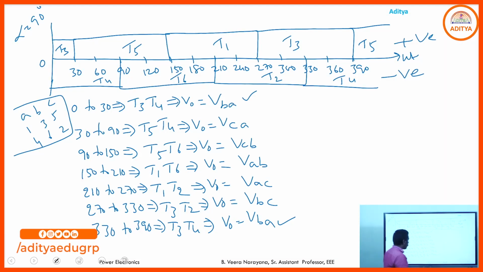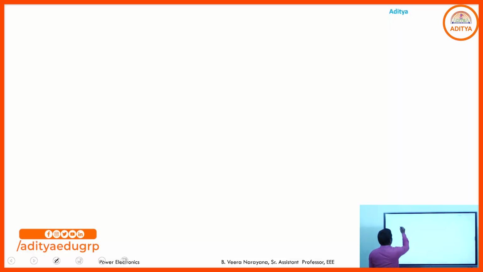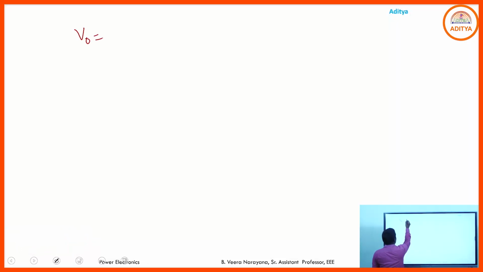And here the average DC output voltage is simply given by V0 equals 3 VML by pi cos alpha. Like continuous conduction mode, we already derived the average DC output voltage in continuous conduction mode. The same expression will be observed under RL load in continuous conduction mode. That is 3 VML by pi cos alpha.